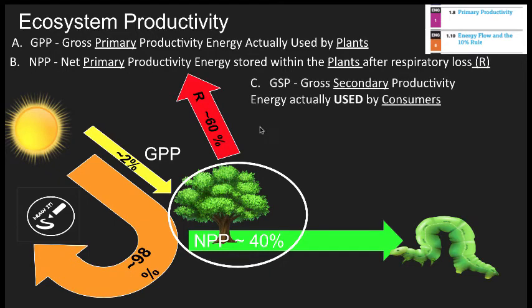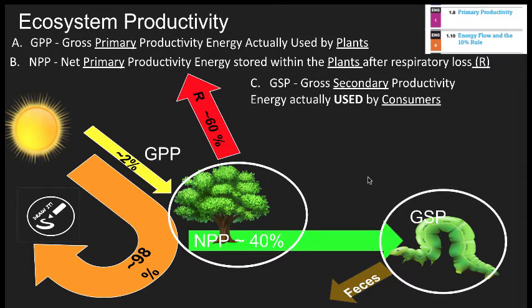Now we get to this concept of gross secondary productivity. What's available for organisms to eat? We have this little caveat here, though. Just because they put all this food into their mouth doesn't mean they actually use it all to create energy. So there's fecal loss in animals. It's something animals do that plants don't do. So we have to take the food they eat minus fecal loss, and that is our gross secondary productivity, what's stored inside this caterpillar.